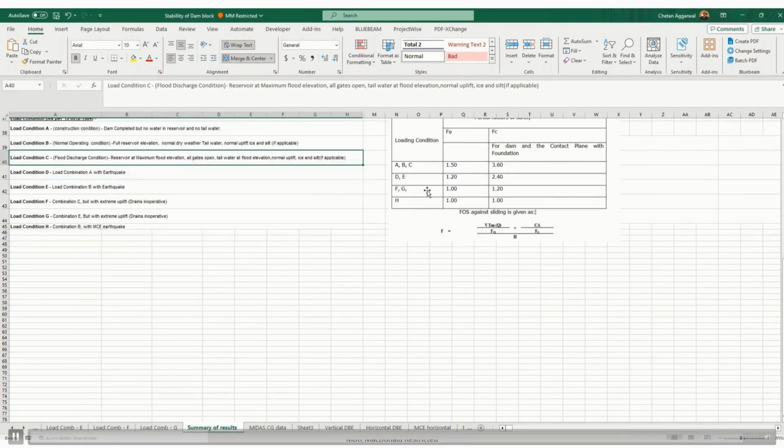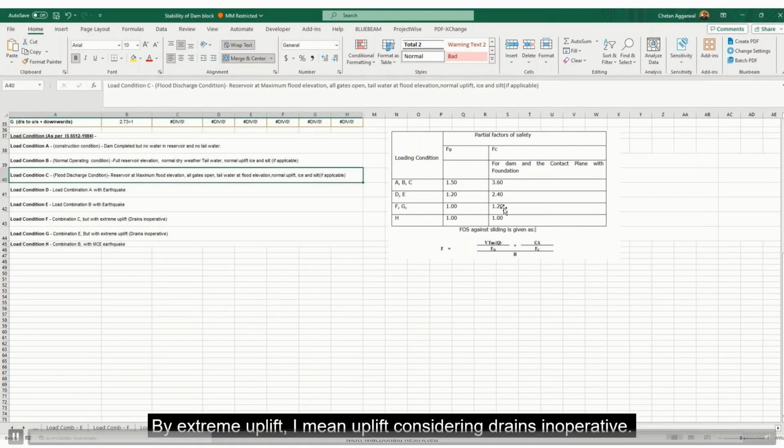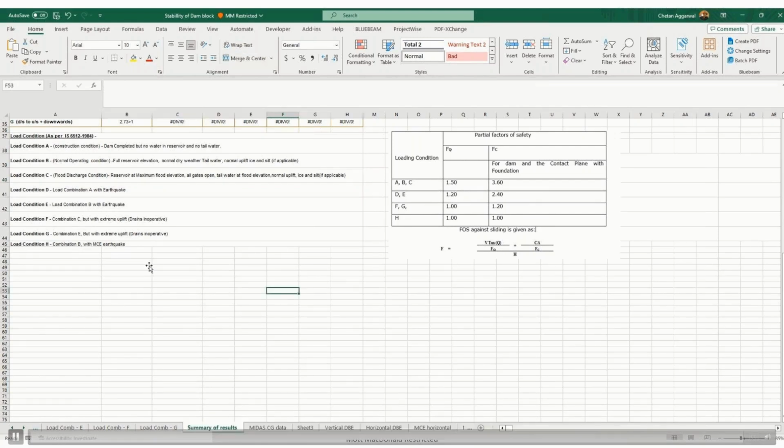So for A, B, and C, that is construction condition, normal operating condition, and flood condition, the factors of safety for internal angle of friction are 1.5 and 3.6. For earthquake, these factors of safety are more liberal: 1.2 instead of 1.5, and 2.4. For F and G, extreme uplifts, it is more liberal still: 1 and 1.2. And the H condition we will not be using for stability.